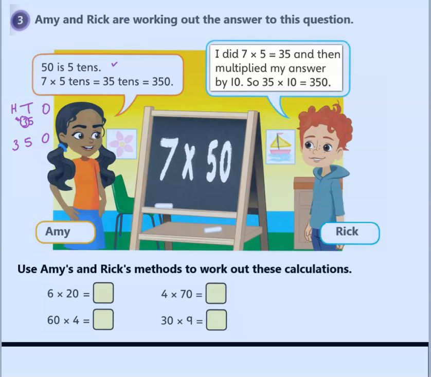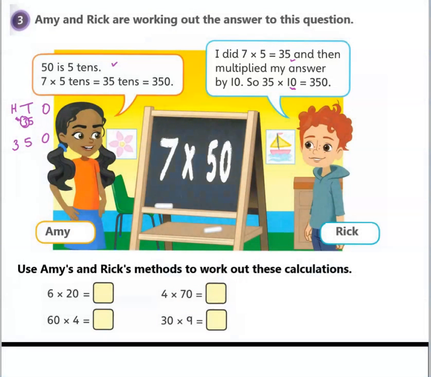I did 7 times 5 is 35. It's your times tables. And then multiplied my answer by 10. So 35 times 10 is 35 times 1 is 35, but you're multiplying it by 10, so there must be a 0 in the 1's column. You shift it left.